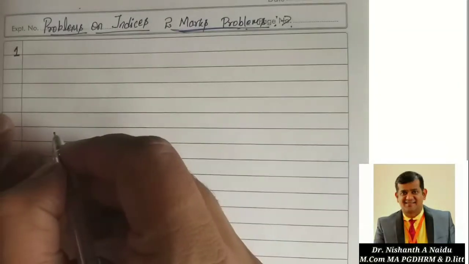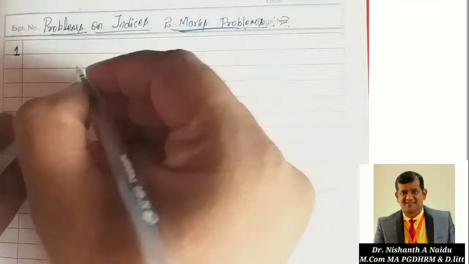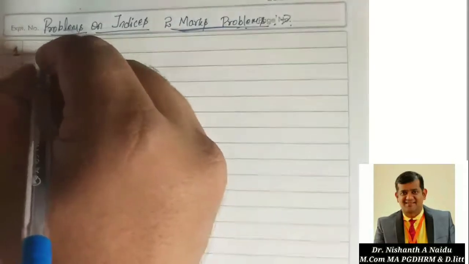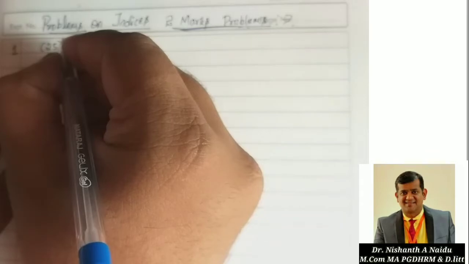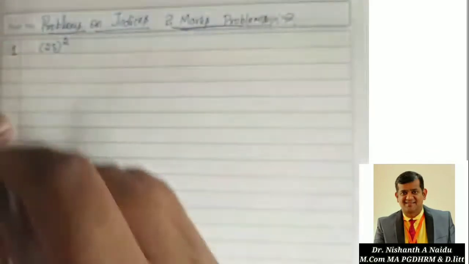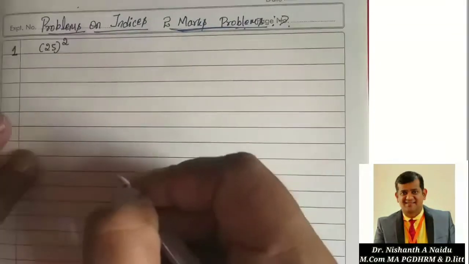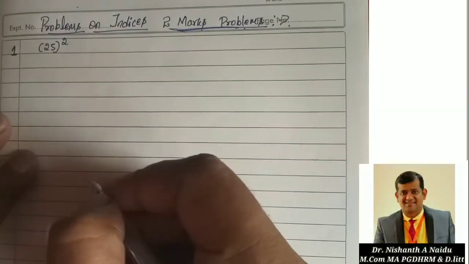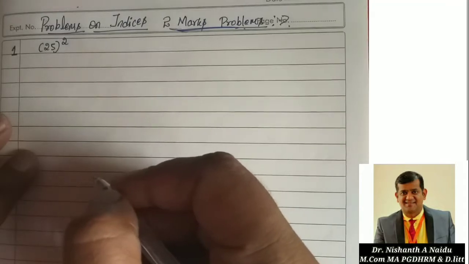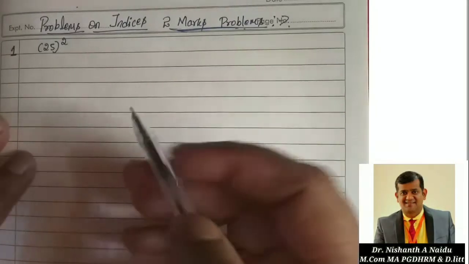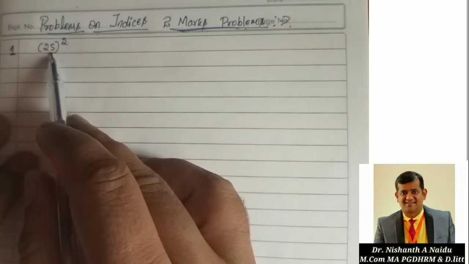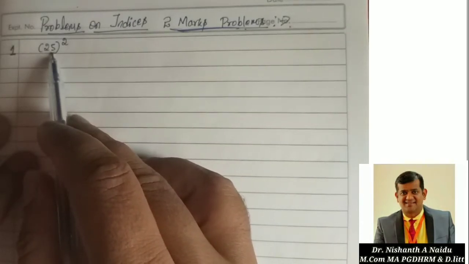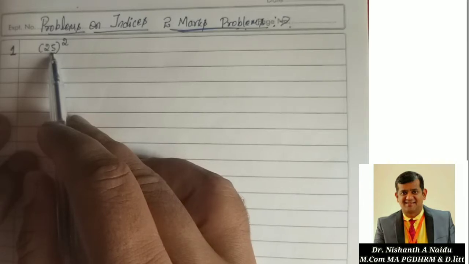Problem number 1, which is like this: 25 whole power 2. So this we have to simplify. First what we have to do, we have to convert this 25 with the help of LCM.